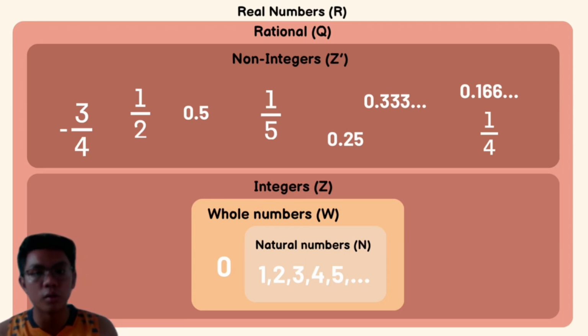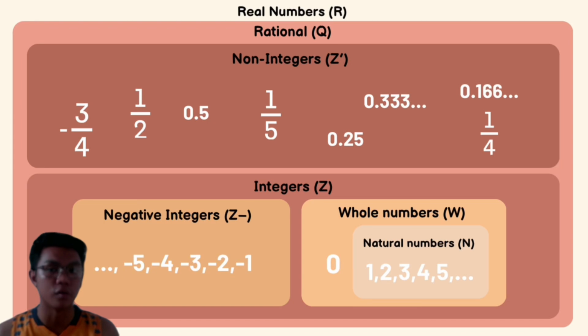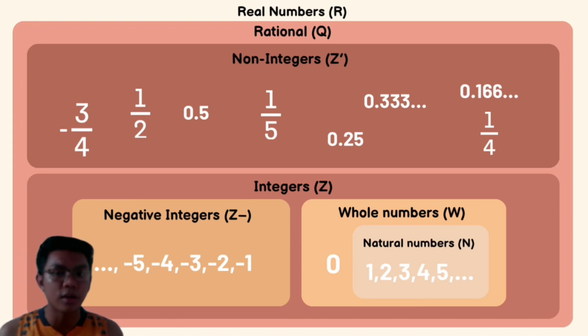Of course, integers aren't only limited to non-negative integers. In fact, they include negative integers as well. Negative integers are basically integers that are less than 0. For example, -1, -2, -3, and so on.